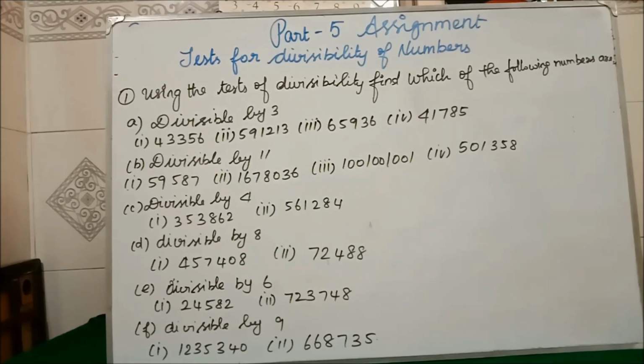Student, this is your part 5 assignment. The topic is what? Test for divisibility of number. Using the test of divisibility, find which of the following numbers are. Okay, I have given A, B, C, D, E and F. Based on all the divisibility, I have given you the homework. Okay, first divisibility is what? Divisibility by 3. Divisibility by 3 condition is what? You have to add all this number. After adding, if the answer is divisible by 3, it means that the full number is divisible by 3. That is the condition for divisibility by 3.